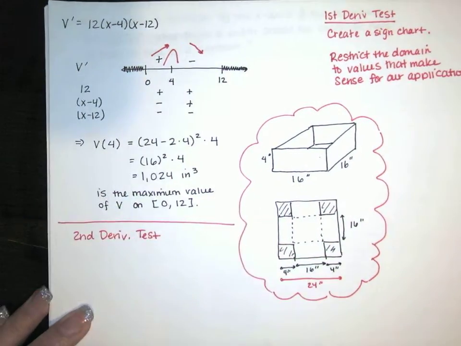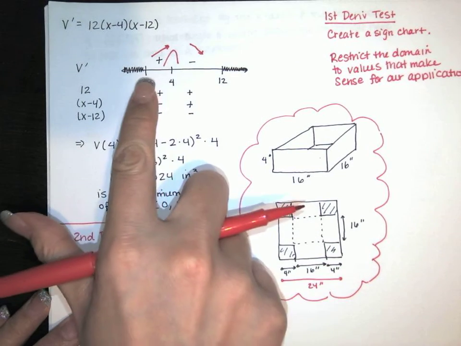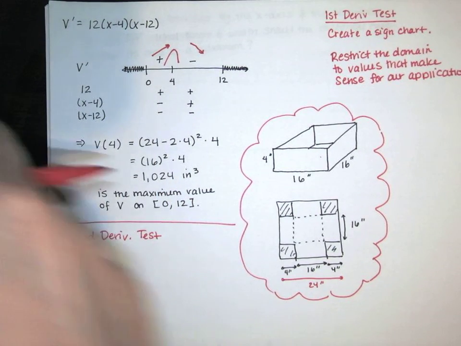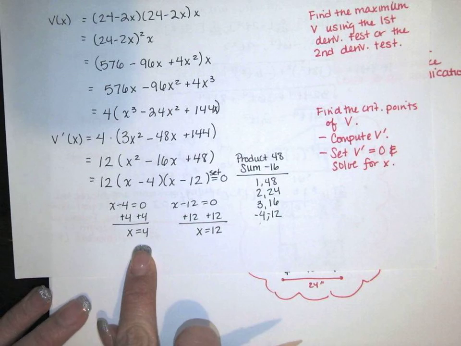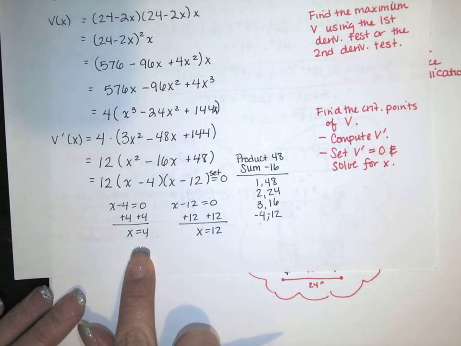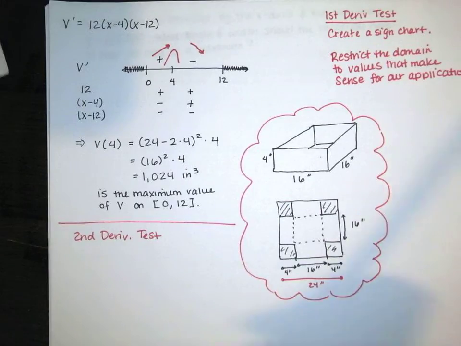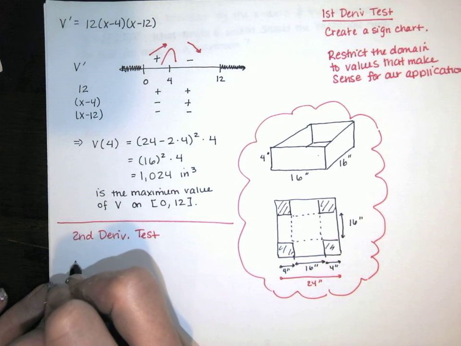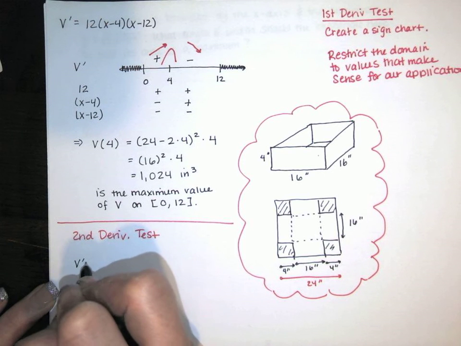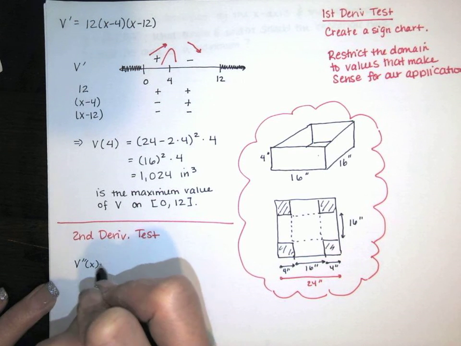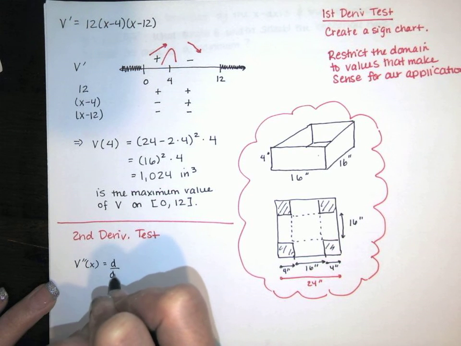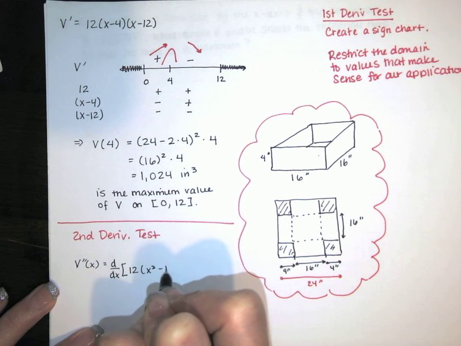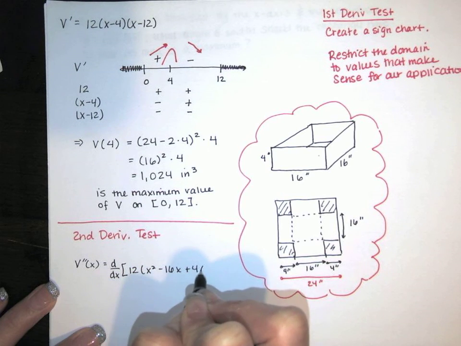Once you found that restricted domain, once you realized that the domain was between 0 and 12, you could say, okay, let's take my critical value and substitute it into the second derivative. This is another option. Rather than doing the first derivative test, you could have done this. V prime was 12 times x squared minus 16x plus 48.